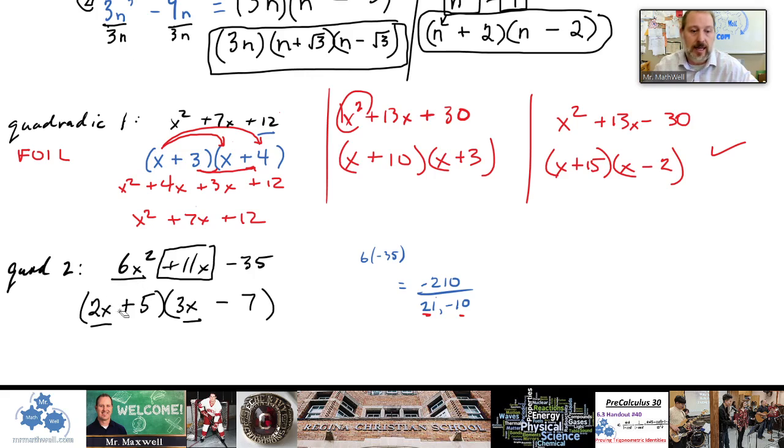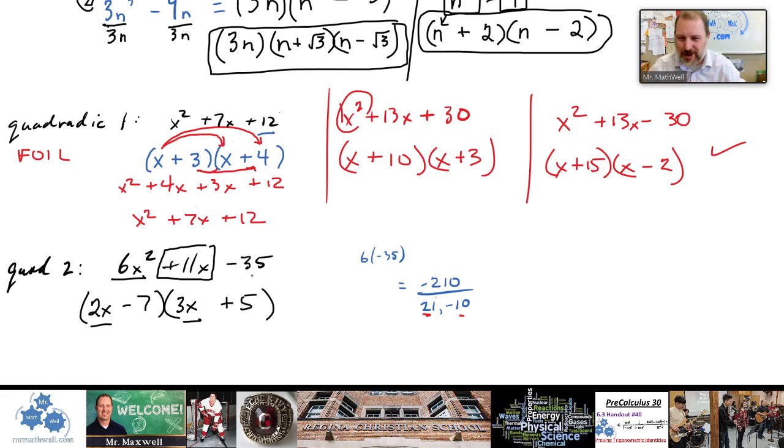So 2x times 3x is 6x squared. This is going to be minus 14x, right, plus 15x. Minus 14x plus 15x. Ooh. Minus 14 plus 15 gives us plus 1x. That's not what I have here. Okay? So it looks like I'm going to have to mix this around a little bit. So I'm going to change that. So let's say, what about minus 7 here and plus 5 here?